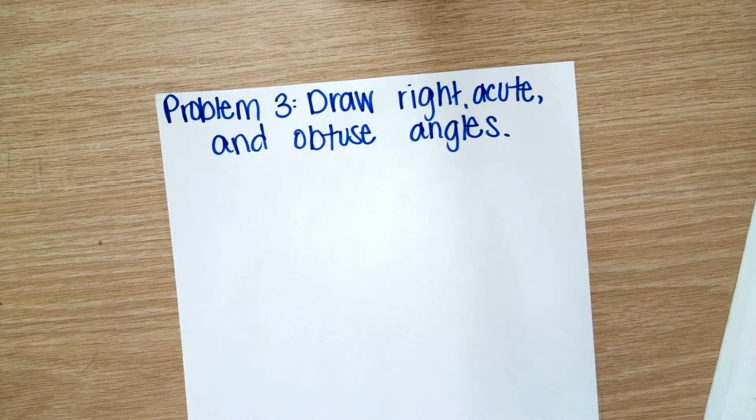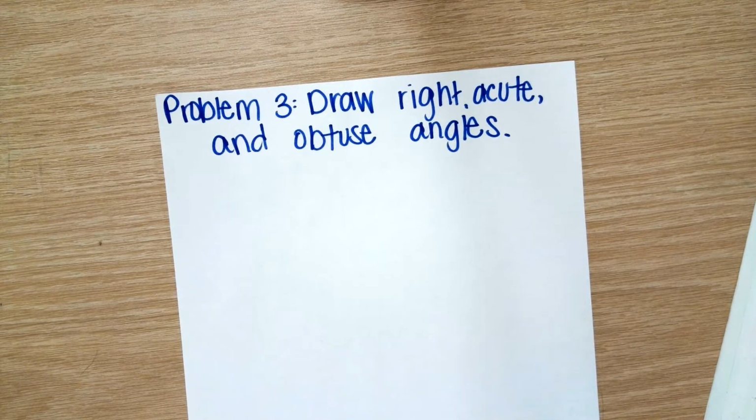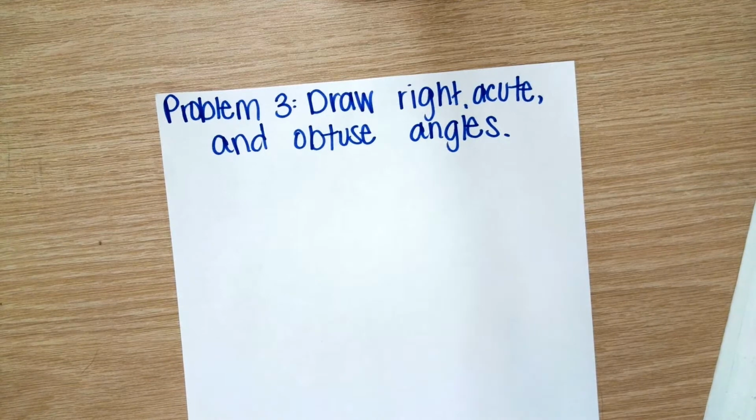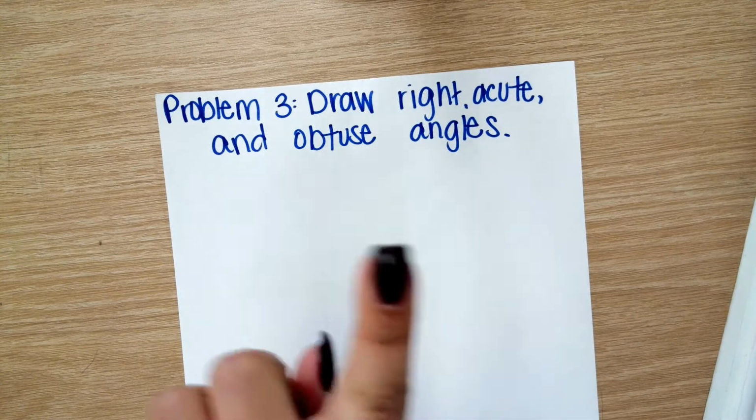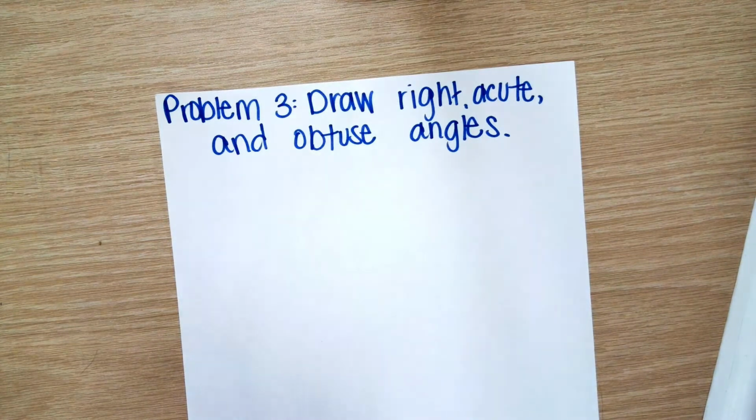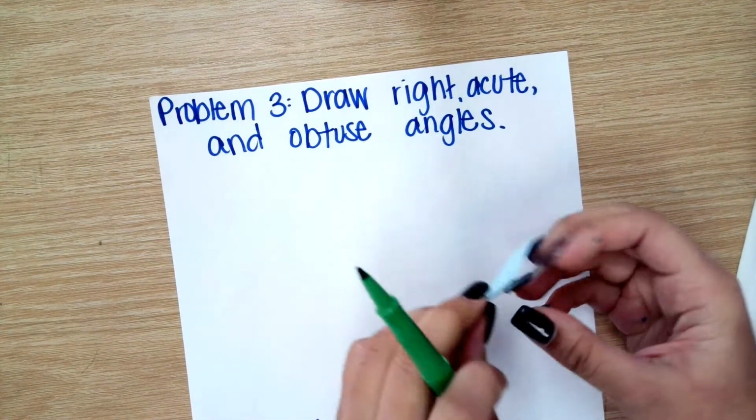Now that we have figured out how to determine if an angle is right, acute, or obtuse, we're going to practice drawing some of these really quickly. So you're going to need some sort of straight edge, whether that's a ruler, maybe you already have a protractor, a piece of paper, right? Something that we know is straight and as a line.